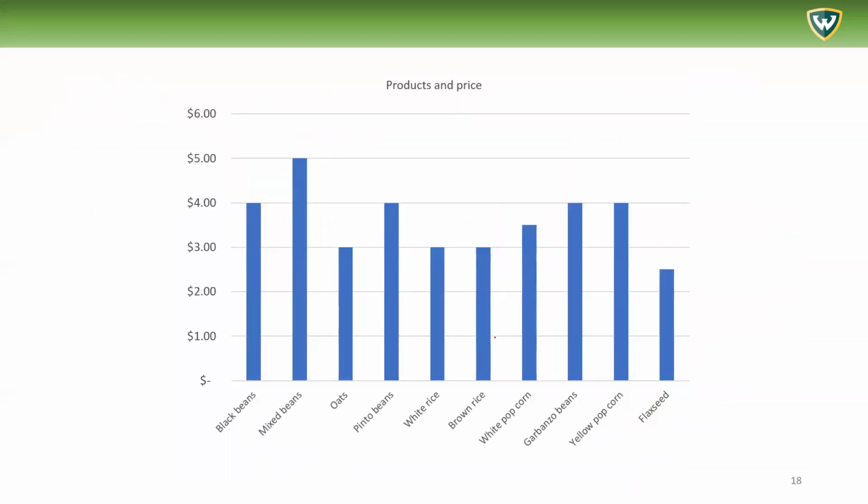Here's one of the other graphs presented in one of the previous lectures. This is the products and their prices, products that the farmer has. They have black beans, mixed beans, oats, pinto, and each category is a categorical variable, each one value of the whole category of products has their own price. And you can clearly see, oh, this is the lowest one here, priced at about 250, and this is the highest one here, priced at 5, and so on.